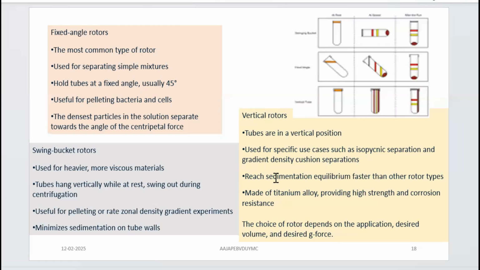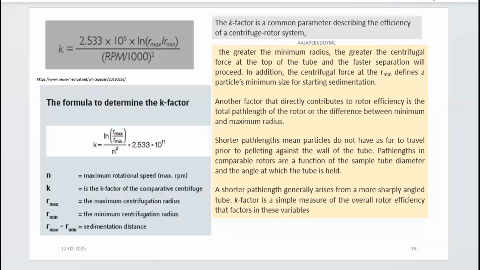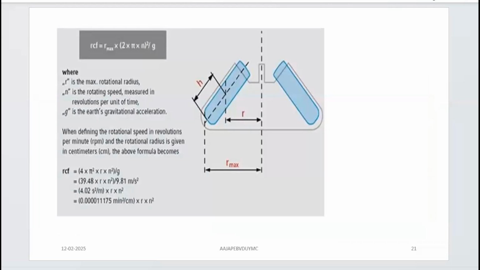So the choice of rotor is going to depend on the purpose of your experiment, what kind of separation you are attempting, then desired volume and desired g force. We have calculated the value for g. 10,000 rpm is how you talk, and 10,000 g is something different, right? Gravitational force that is acting is also taken into consideration when you are saying g force. So this is the overview of these different types of rotors. Now, before I go to the calculations, I have to talk about each one of these rotors in a little more detail.